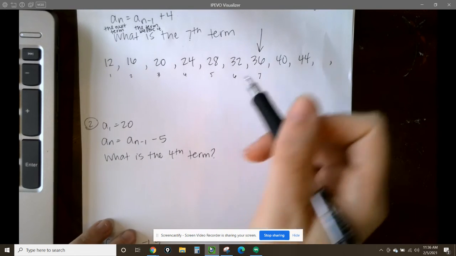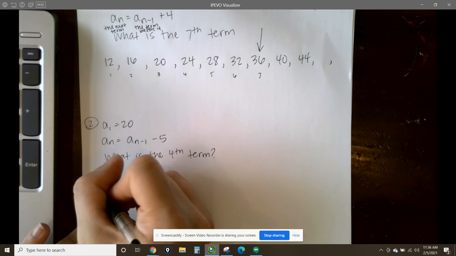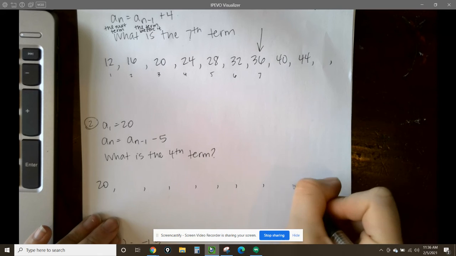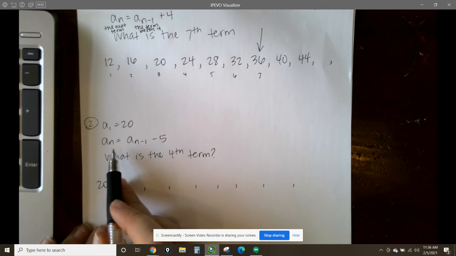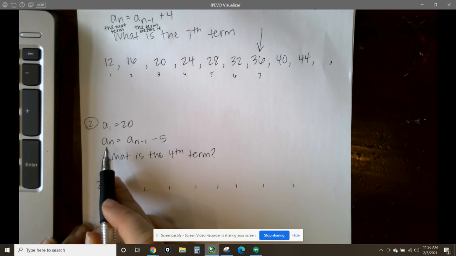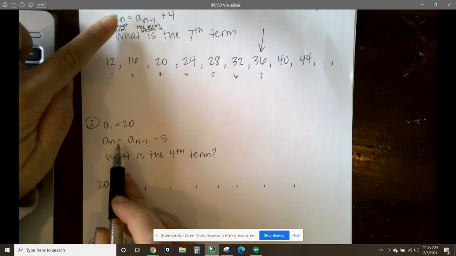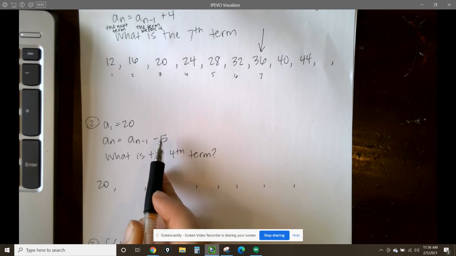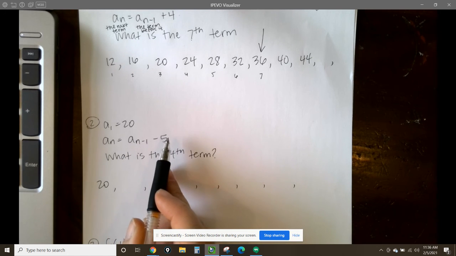Okay, let's do another one. So this one is telling us A sub 1, or the first term, is 20. So I'm going to write that down, and I know I'm just making a big list of numbers here. And I have another one of these recursive formulas, recursive sequences. So A sub n, remember that means the next term equals the term before it, and this time I'm subtracting 5. So to find the next term, I'm going to take the term before it and subtract 5.